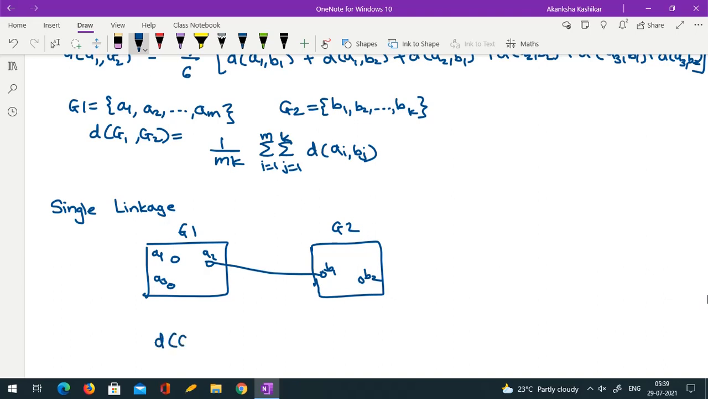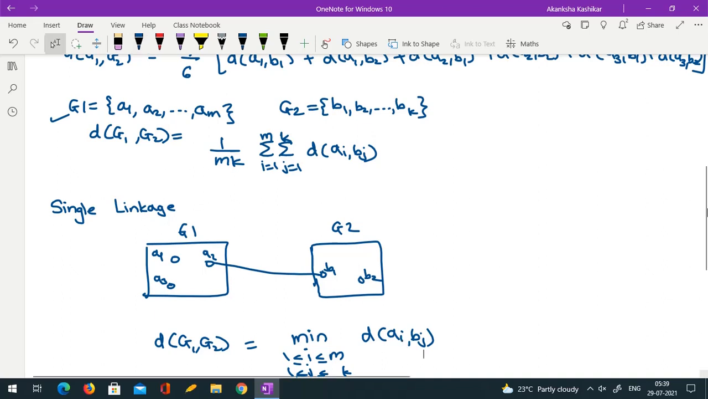So in general, distance of G1, G2 with the notations that we described here would be minimum over I going from 1 to M, J going from 1 to K, distance of AI, BJ. So single linkage method says that take the distance between two groups as the shortest possible distance.